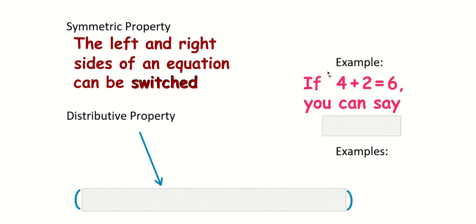As an example, if you can say 4 plus 2 equals 6, you can also say, remember, the left and right sides can be switched, no problem. Then you could say 6 equals 4 plus 2.